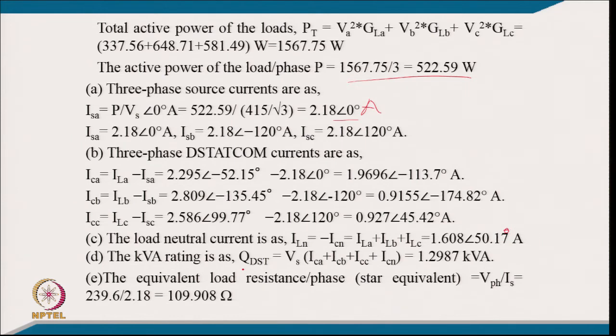The kVA rating of the STATCOM will be the voltage multiplied by all four currents. So, it comes 1.2987 kVA, and the equivalent resistance per phase will be found from the power. We have the per phase voltage, and the per phase current after compensation, 239.6 divided by 2.18, that comes 109.908 ohms per phase.